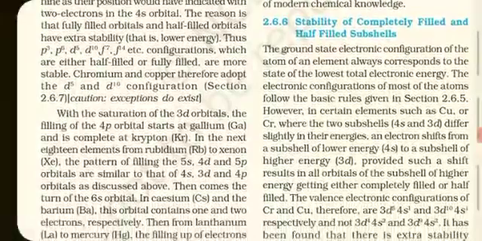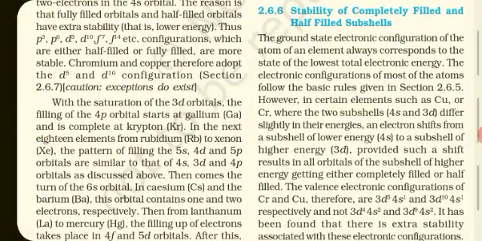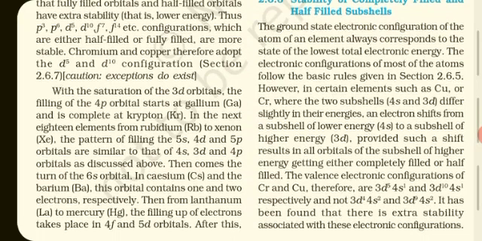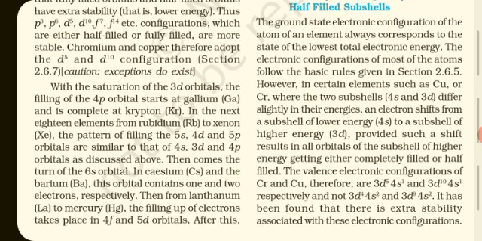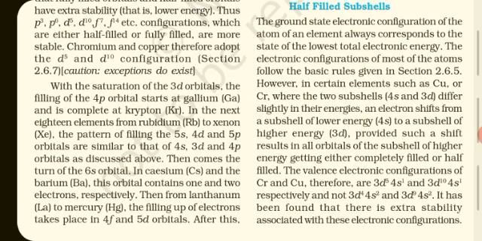Now, 2.6.6: Stability of completely filled and half filled subshells. The ground state electronic configuration of the atom of an element always corresponds to the state of the lowest total electronic energy. The electronic configuration of most atoms follows the basic rules given in section 2.6.5. However, in certain elements such as copper or chromium, where the two subshells 4s and 3d differ slightly in their energies, electrons are shifted from a subshell of lower energy, 4s, to a subshell of higher energy, 3d.